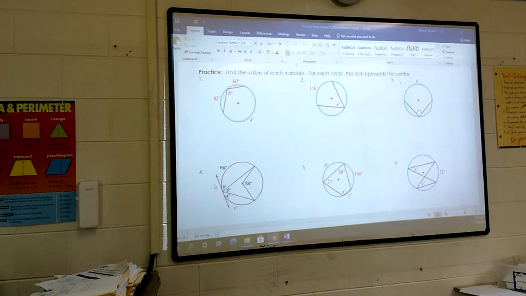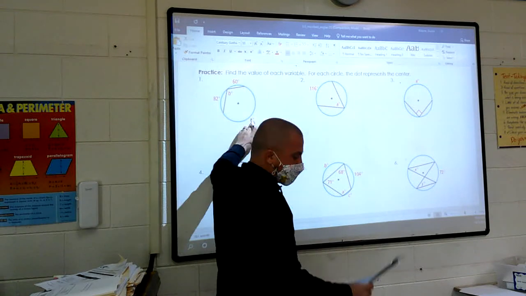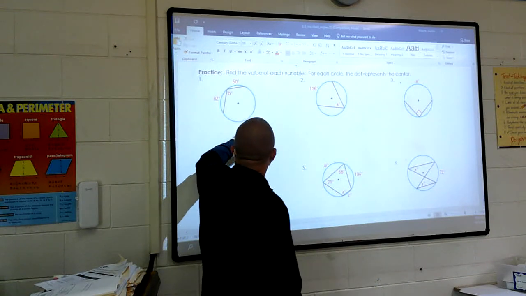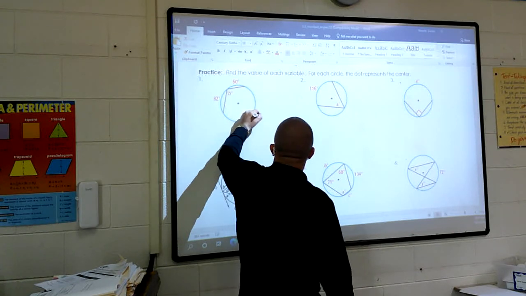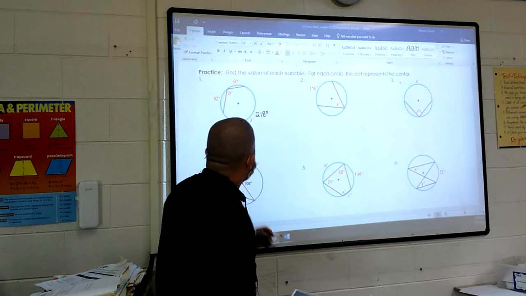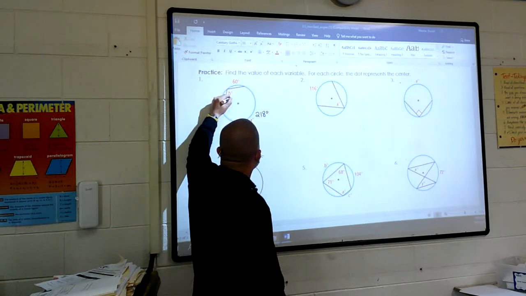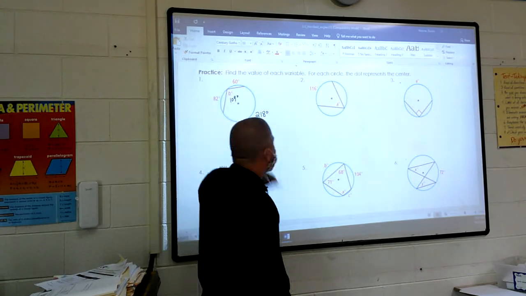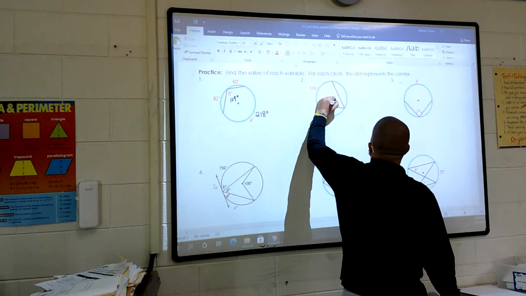Number 1, we have 82 and 60. So if we subtract from 360, we can get this arc. What is the arc here for A? 218. Yeah, 218 degrees. So then angle B is going to be half of that arc. So angle B has to be 109 degrees. Angle A has to be half of the arc. So that was an easy one, where A is just 58 degrees.